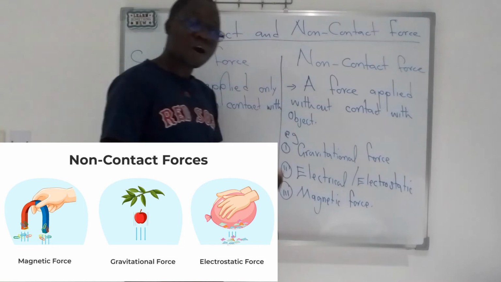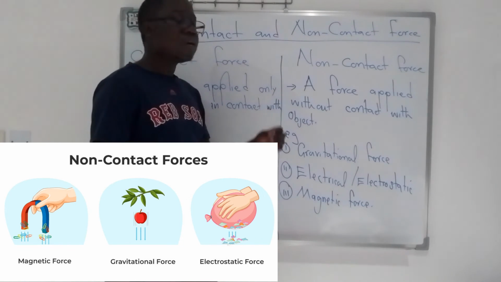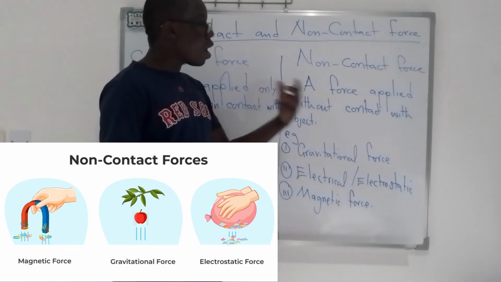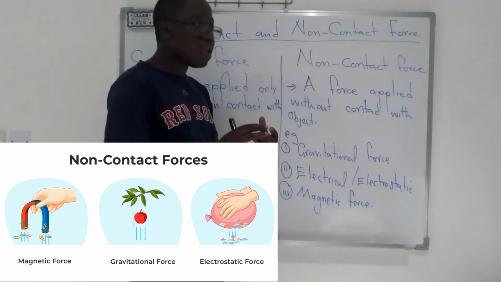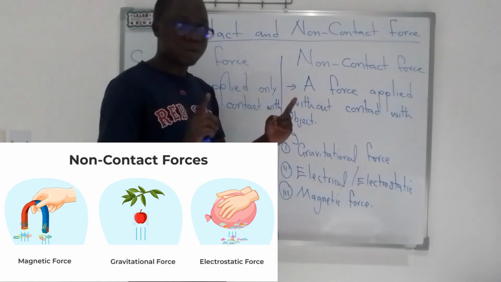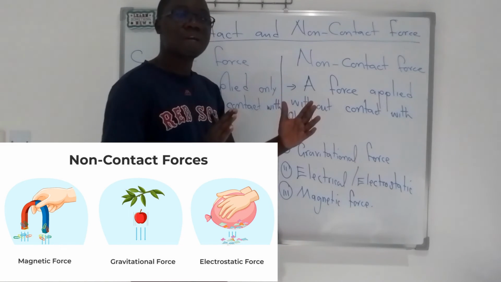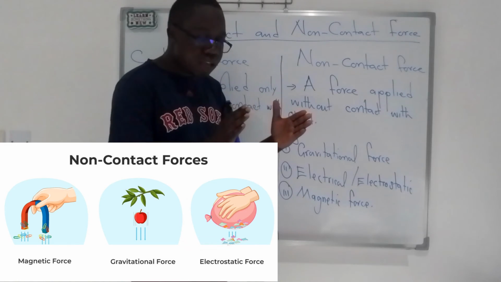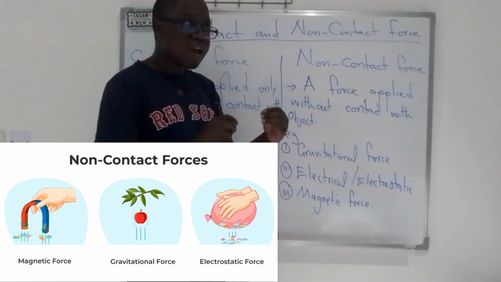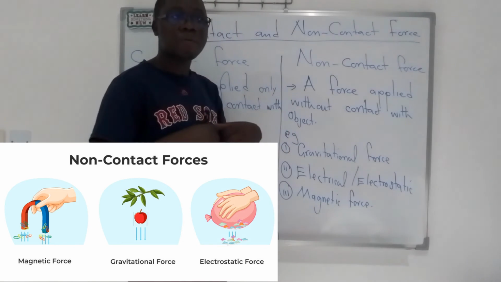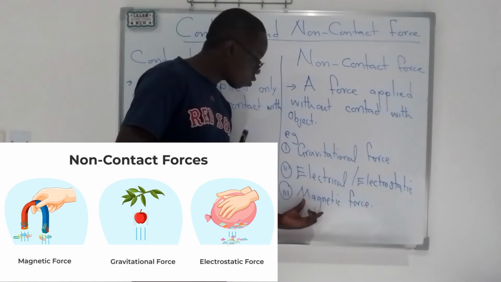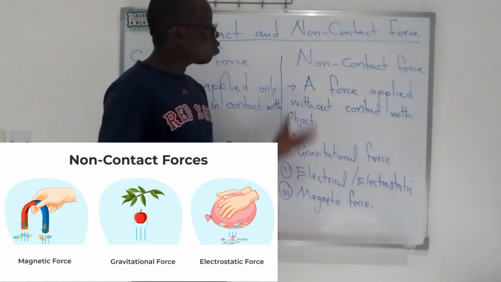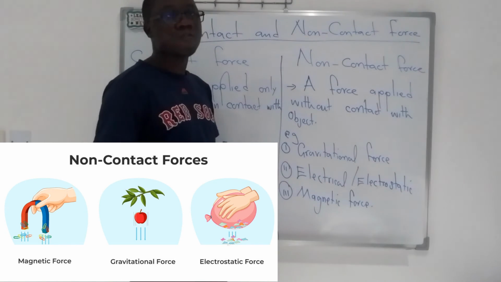Magnetic forces are also examples of a non-contact force, in that you are able to see the effect of the two different poles as the objects come close to each other. As they come close to each other, they are able to pull each other or repel as a result of the magnetic influence. So these are examples of non-contact forces.